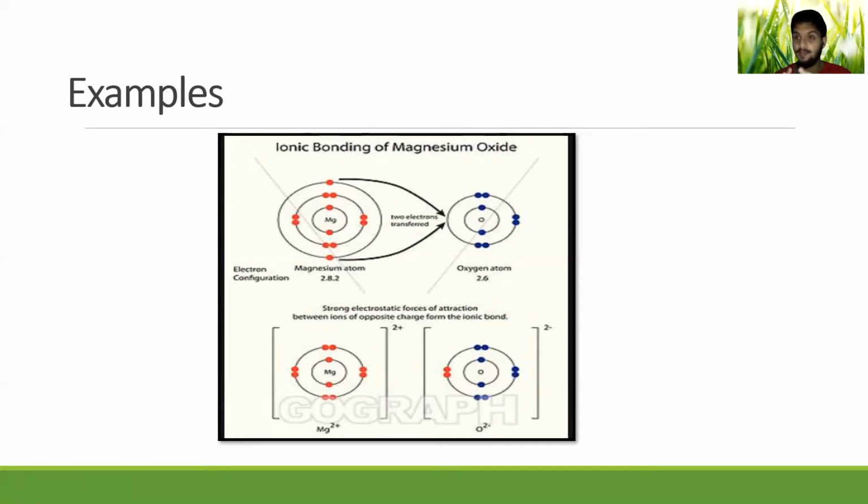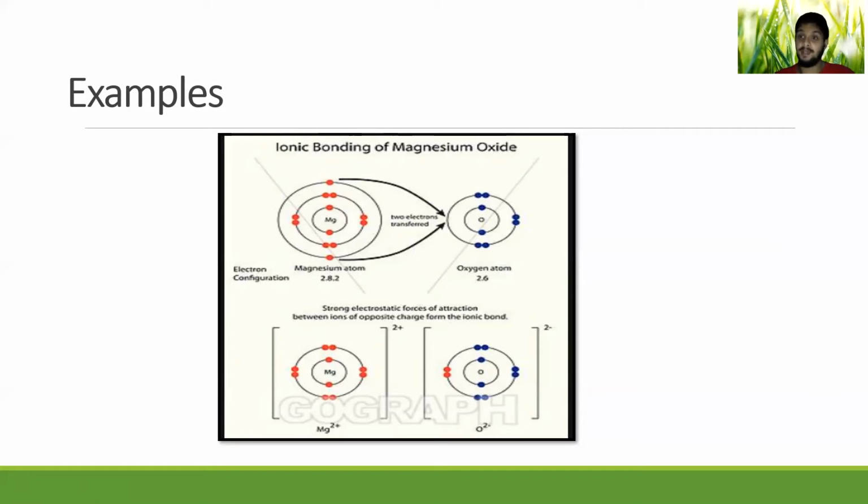Because we know when the electron shells are completely filled, or as we can say the outermost shell has 8 electrons, then we say that the element is stable. So what he's trying to do is react with oxygen and gain that stability.